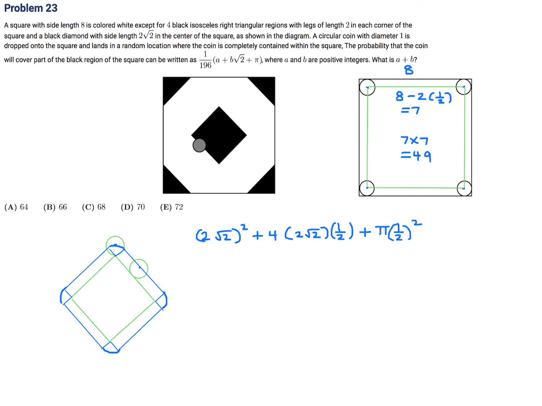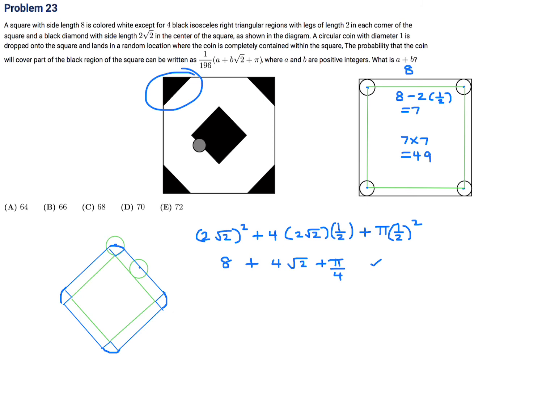Okay, so in total, 2 root 2 squared is 4 times 2, which is 8. And then this looks like 2 times 2 root 2, 4 root 2. And this looks like pi over 4. Okay, so this takes care of that guy: 8 plus 4 root 2 plus pi over 4.